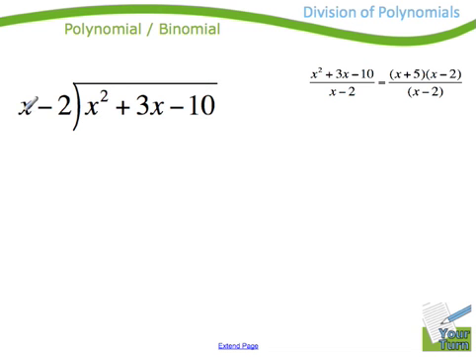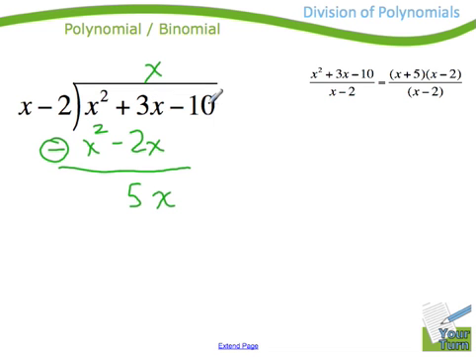And here I'd go x into x squared goes x times, and then I multiply. X times x is x squared. X times minus 2 is a minus 2x. And then I'm going to subtract. Is this looking familiar at all to long division? X squared minus x squared is nothing. 3 minus a negative 2, boy, that's ugly. 3 minus a negative 2, that would be 5x. And then bring the 10 down.